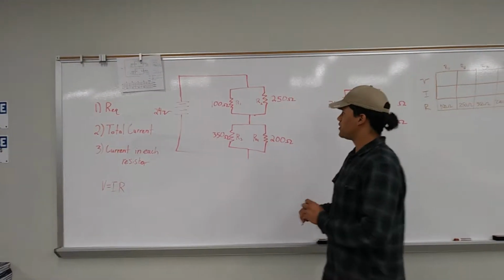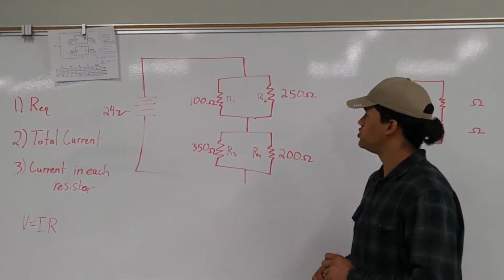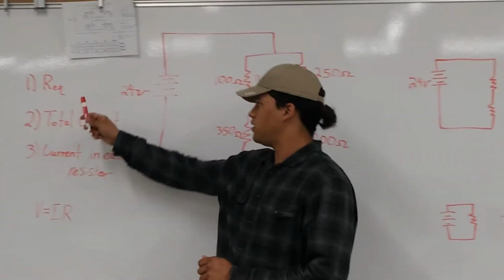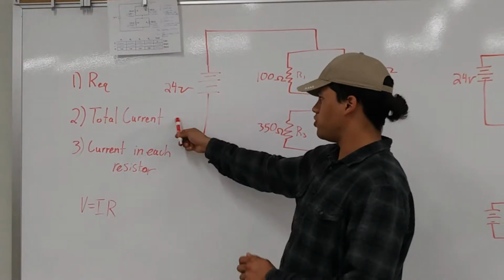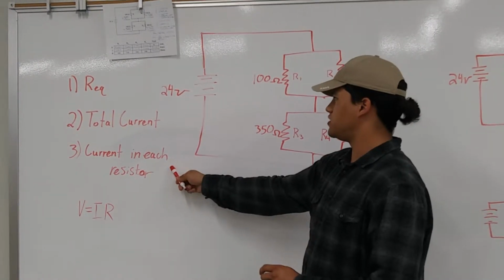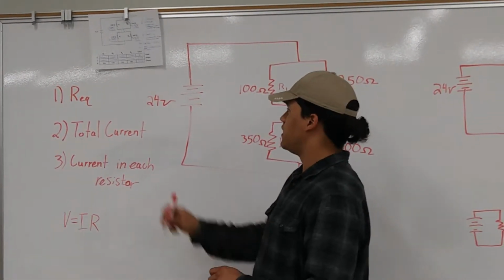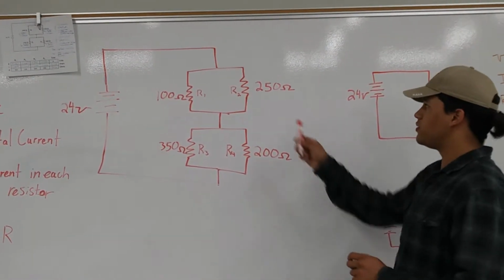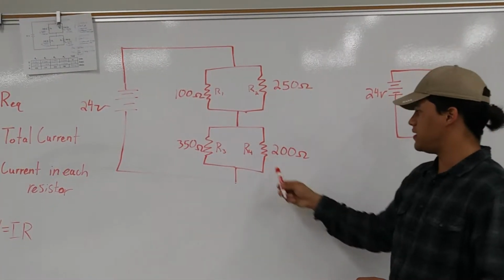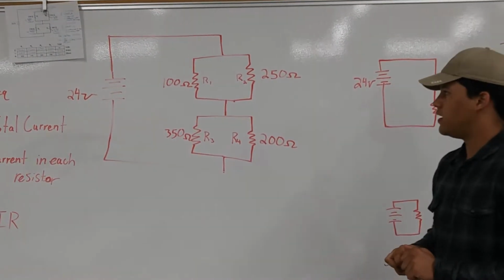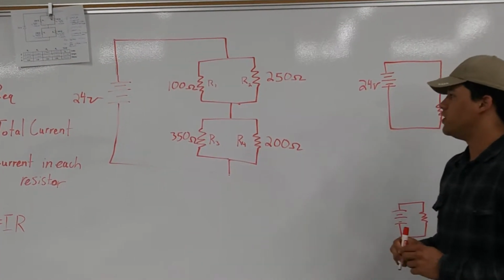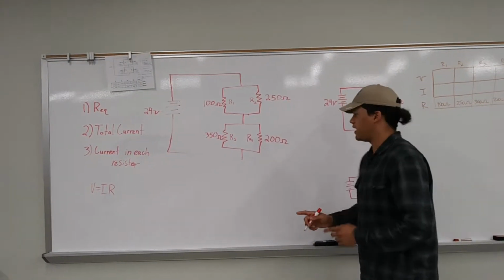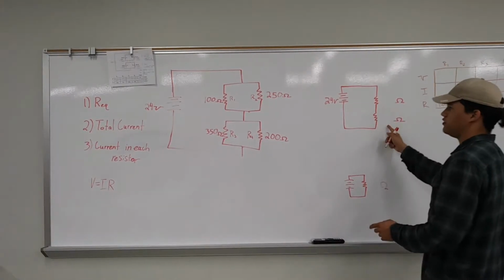Alright, so today we're going to be looking at this circuit, and we're going to be using Ohm's law to determine these three things: the total current going through the circuit, the current in each resistor, and of course that'll require us to get the equivalent resistance. So we're going to start with these two resistors, and we notice that they're in parallel. When they're in parallel, you add them up inversely, and that will get you your equivalent resistance for the two values.